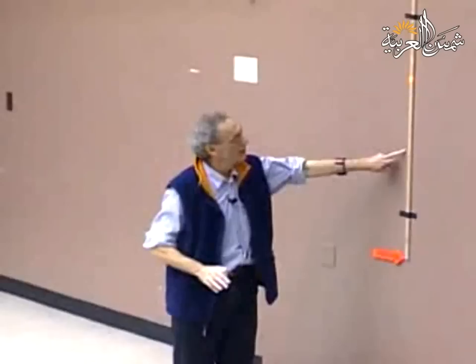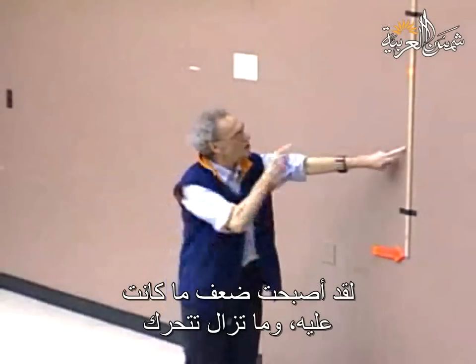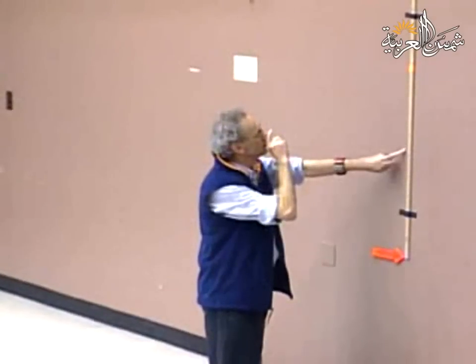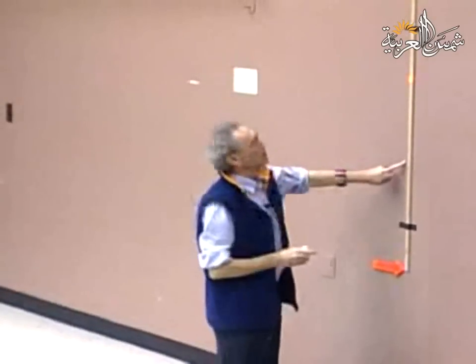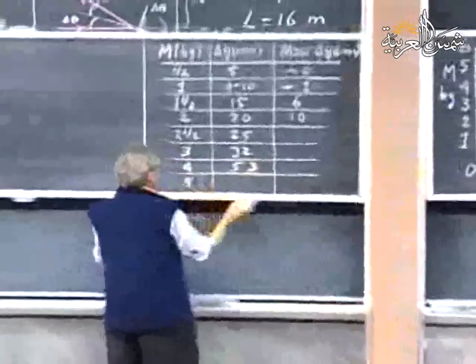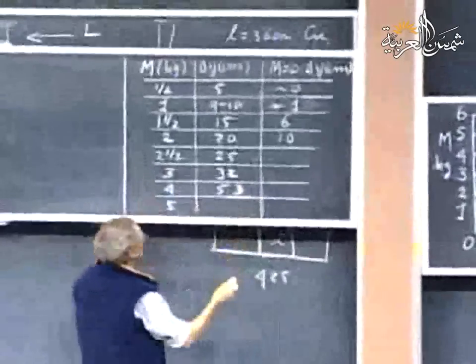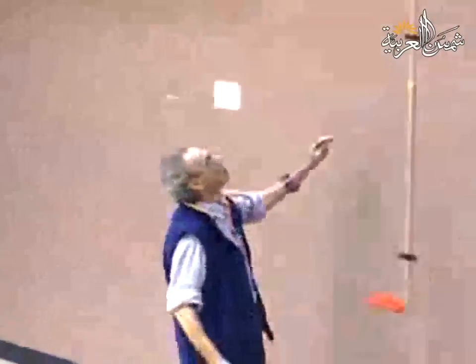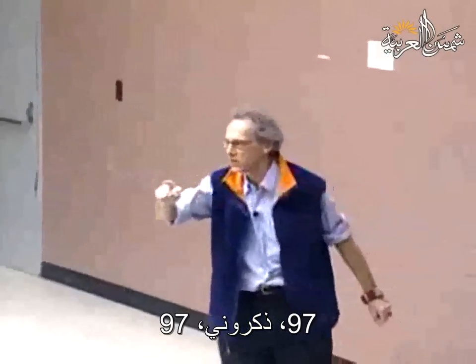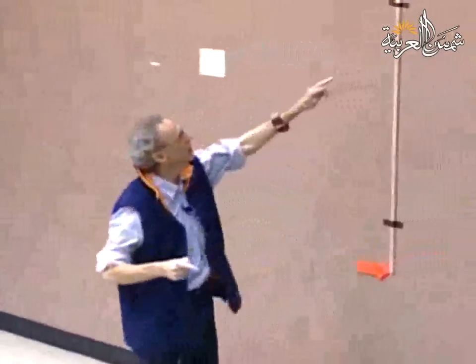And look at that. It came almost twice as long, and it is still moving. Still going. I hope it will settle. I'm going to write down my 53. 5 kilograms. We're at 5, right? 97. Now put on 6. Remind me, 97. Now watch this point.